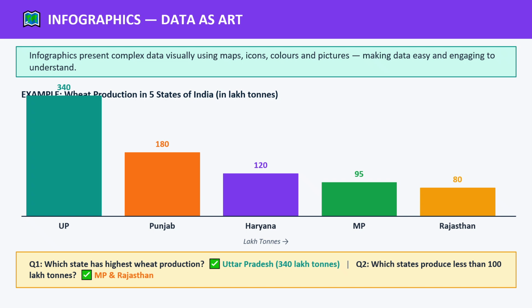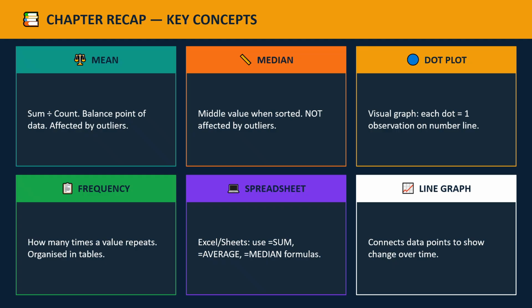So, today, what have we learned? Mean is the balance point, median is the middle value. Dot plots help us visualize data. Frequency tells us how often values occur. Spreadsheets make calculations easy. Line graphs show trends over time.